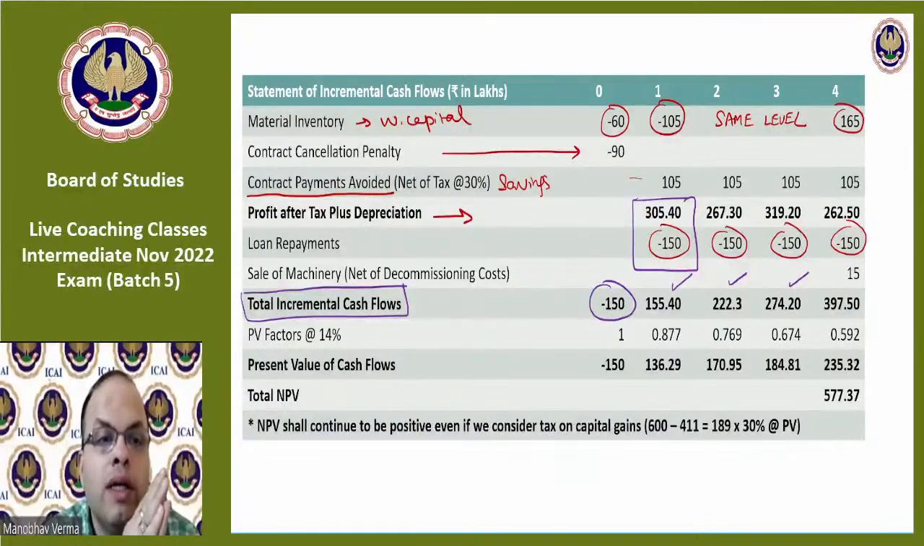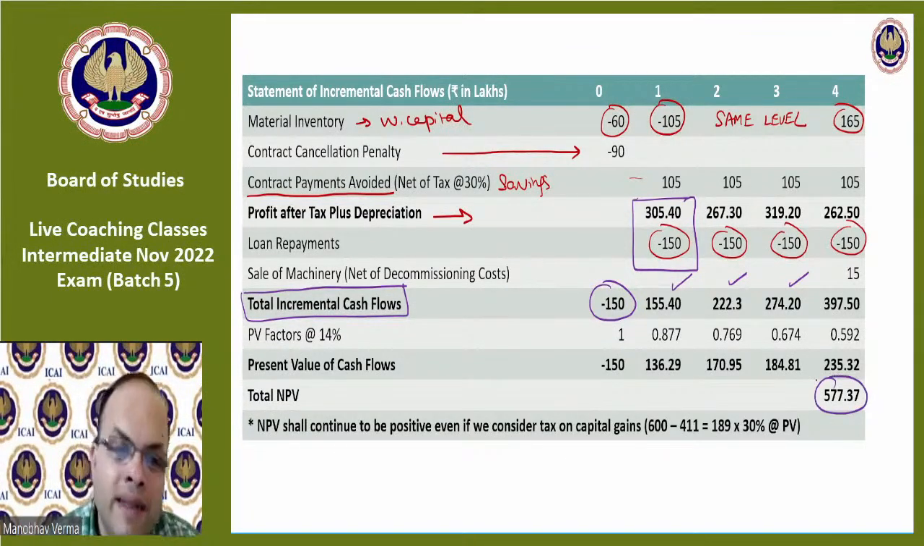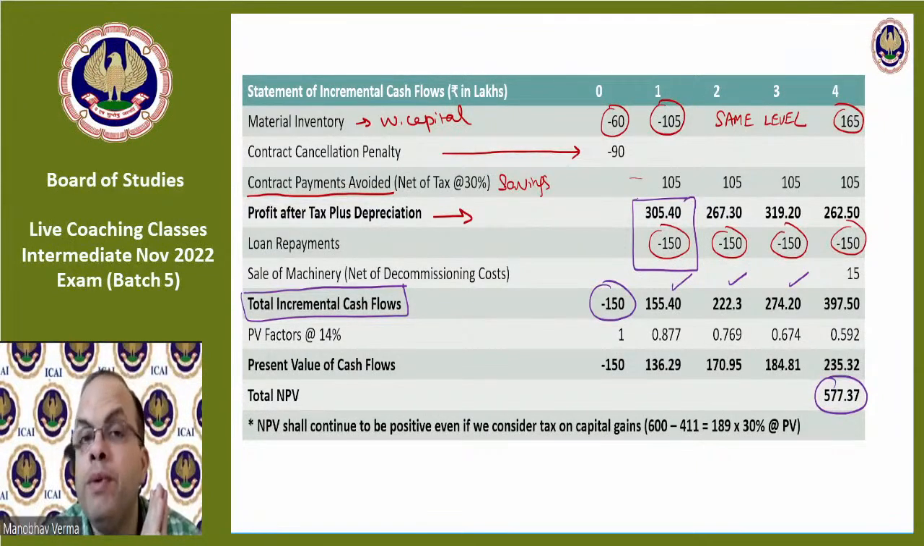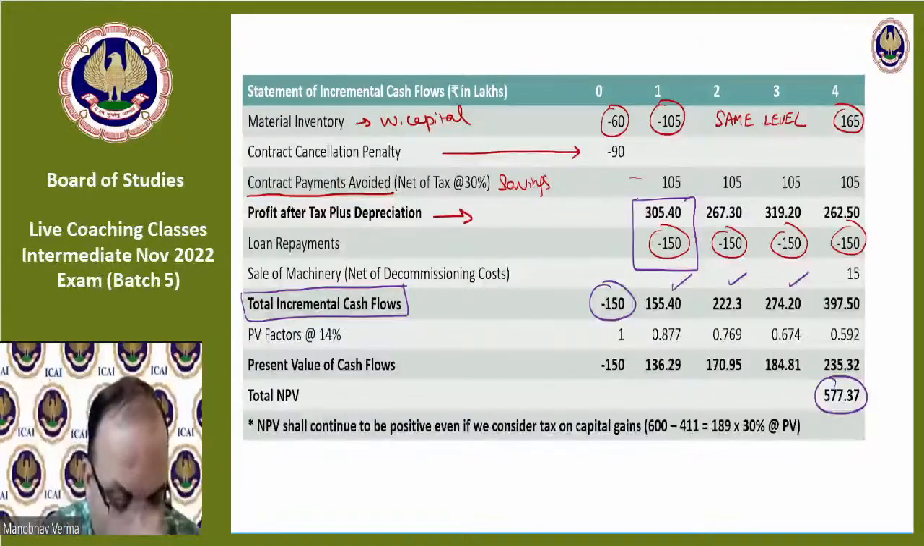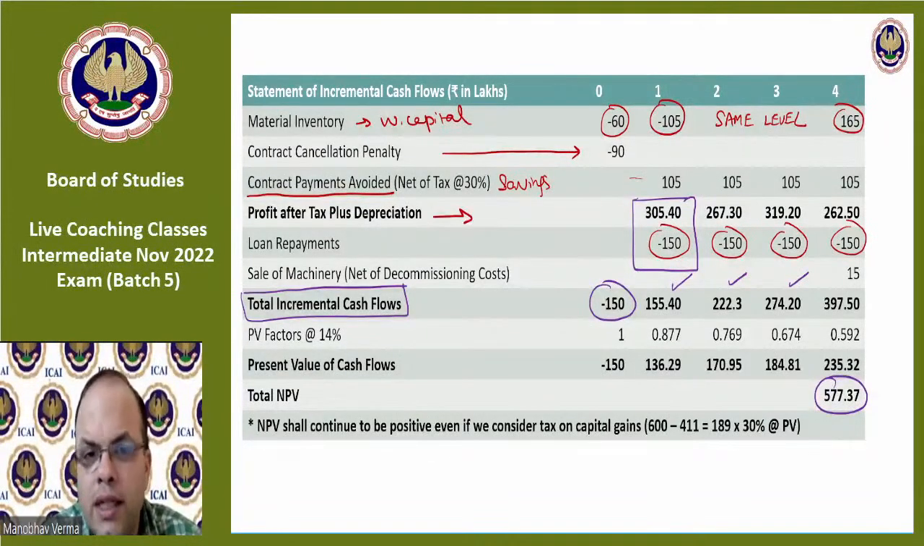And the present value gives us a total positive NPV here, 577.37. And the interesting part is, even if we consider the taxation aspect on the capital gains, even then the NPV would be still positive. My humble question to you all is, would you go for this project with this kind of savings? Yes or no? I think I would go ahead with this.